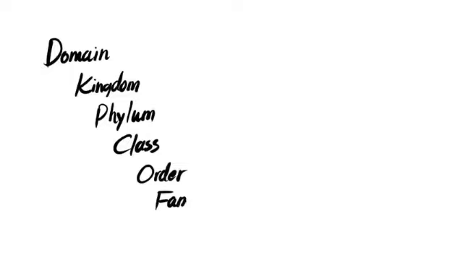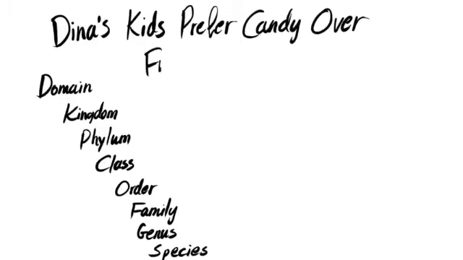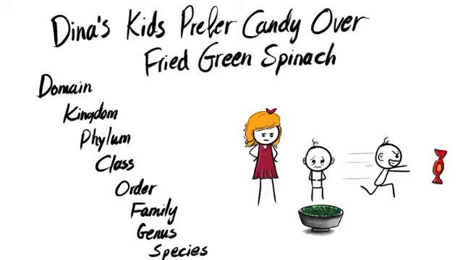We also have the hierarchy of classification. We used to put each organism, including us humans, into its category. We took it in high school, if you remember. From highest to lowest, it's domain, kingdom, phylum, class, order, family, genus, and species. You can use this mnemonic to help you remember it: Dina's kids prefer candy over fried green spinach. Spinach is pretty underrated, by the way.